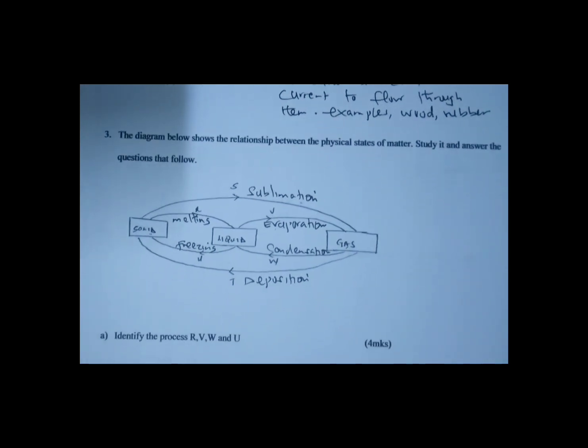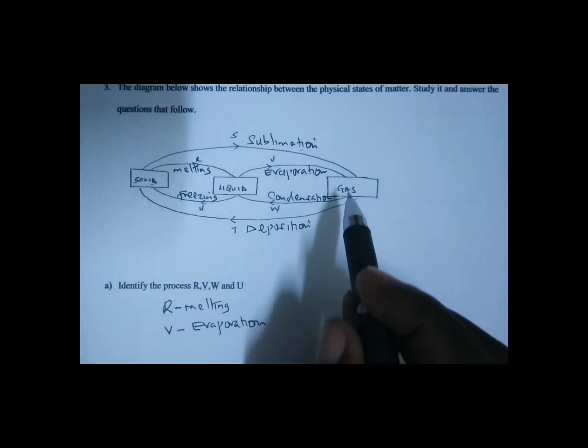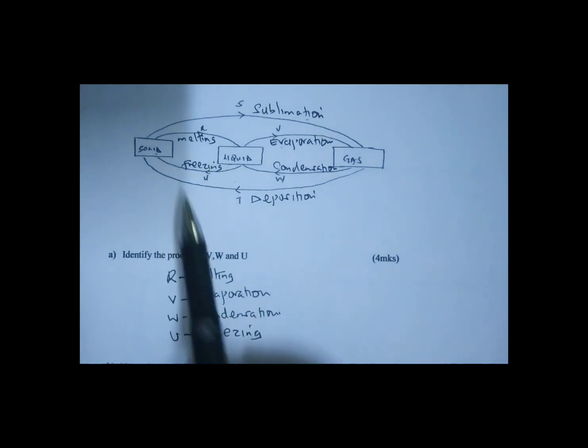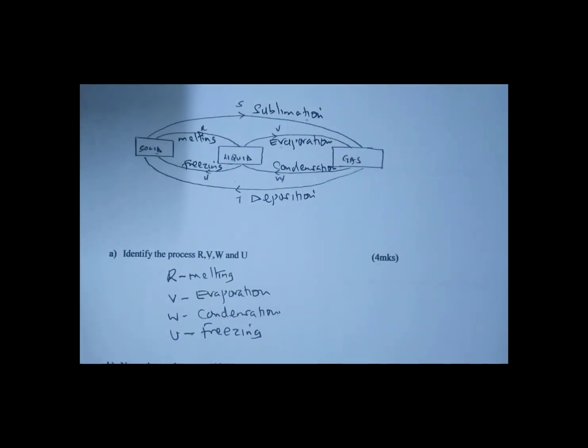Let us now go through the questions. Question number 3, part A. Identify the processes R, V, W, and U. We have already identified R as melting. We have V, which is evaporation. We have W, which is condensation. We also have U, which is freezing. Remember, freezing is the change of a liquid back to solid. Then now we go to part B.